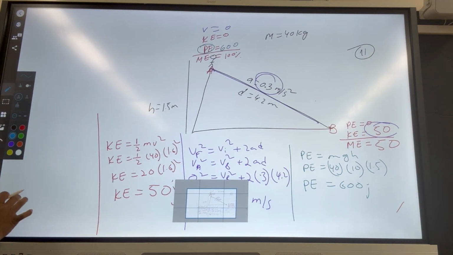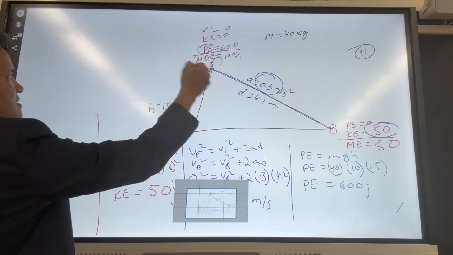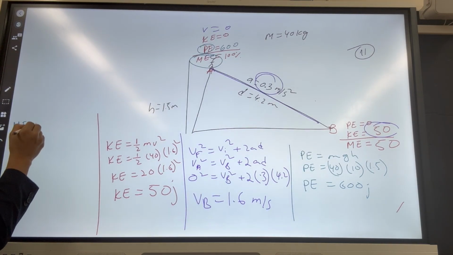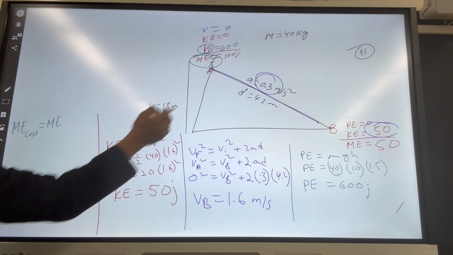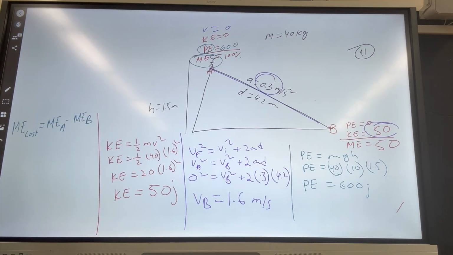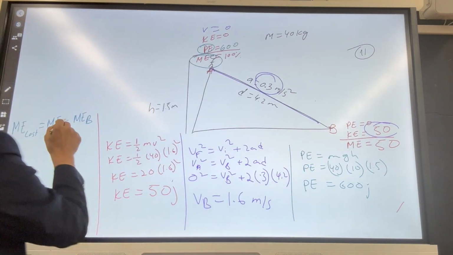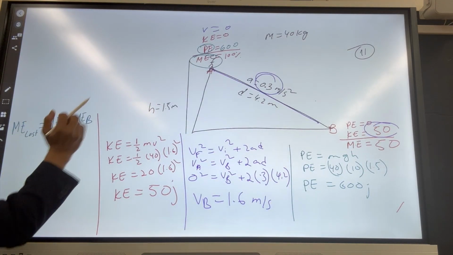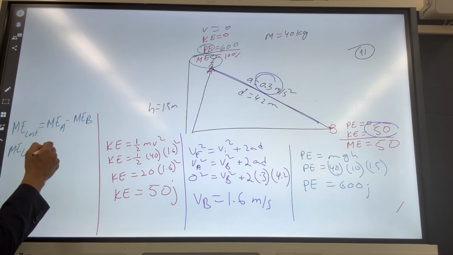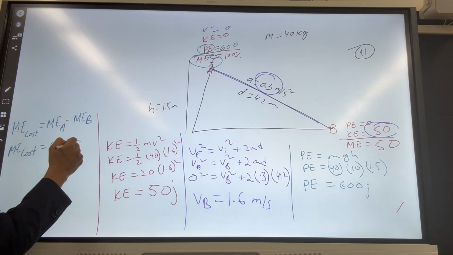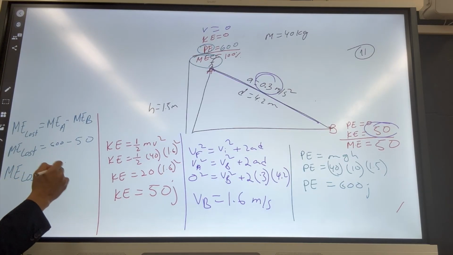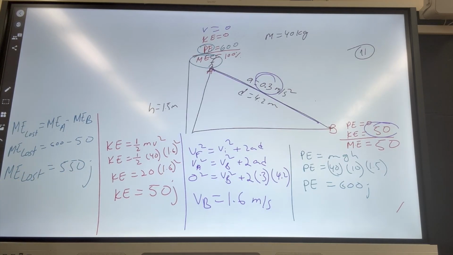So what are you going to write? Mechanical energy lost is equal to mechanical energy at location A minus mechanical energy at location B. You always use the small one and the big one, so the result is always positive. So mechanical energy lost is equal to 600 minus 50, which is 550. Almost all mechanical energy is lost.